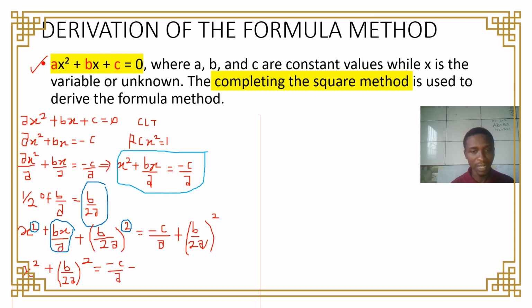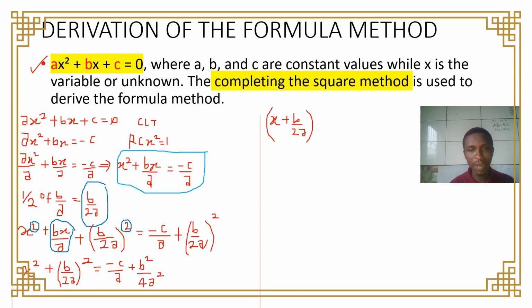And as I've said earlier, we are working on both the left hand side and the right hand side. So on this right hand side now, we are expanding this. The square of b is b squared, over the square of 2a, that will give us 4a squared. Then the next thing is we can group what we have on the left hand side. Since they both are square, we can write that as x plus b over 2a all squared.